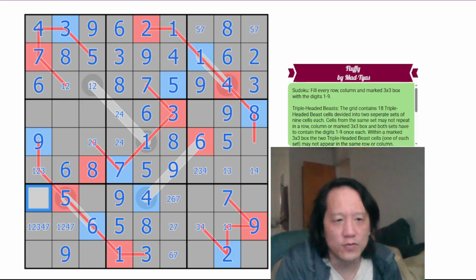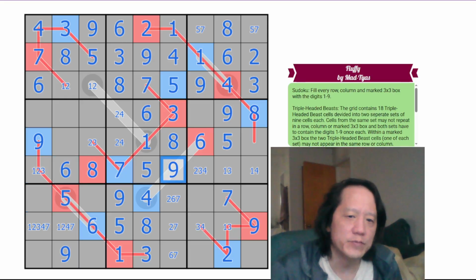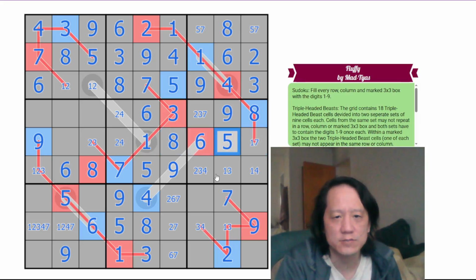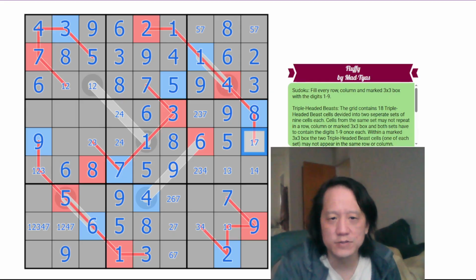This can't be 4. So remaining digits, this 4 has to be one of these two. Remaining digits in box 6 are 1, 2, 3, 4, and 7, but can't be 4. So it's 2, 3, and 7 here. This can't be 2, 3. So this is 1 or 7 here, and this 1 eliminates 1 here. So therefore this is 7, which means this can't be 7 here.